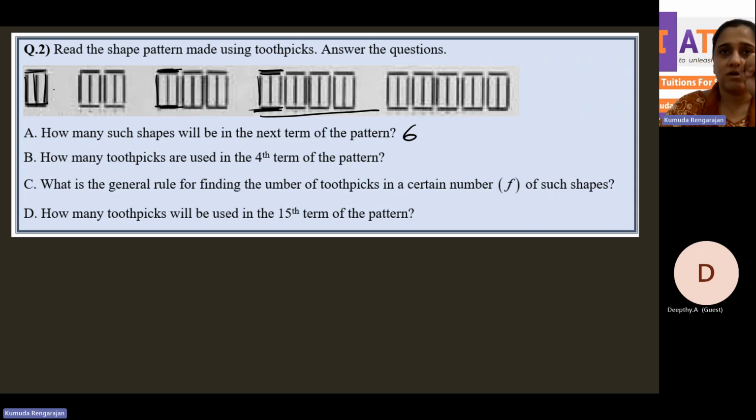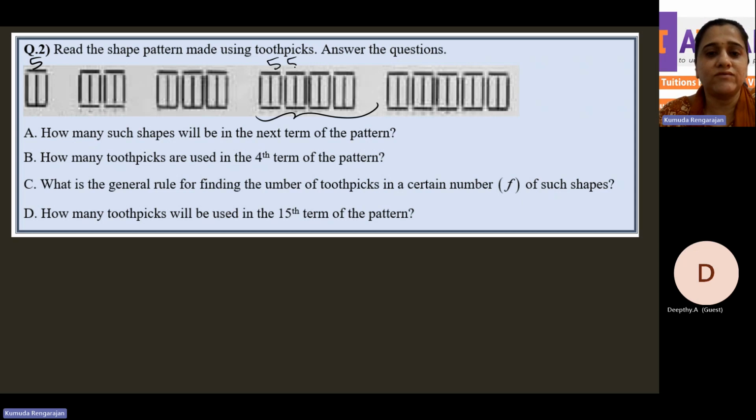So for one shape, 5 sticks. In the 4th term, there are 4 shapes. So 5 into 4, 20. 20 toothpicks are needed, because here it is 5 for 1, and there are 4 shapes, so 5, 5, 5, 5 makes 20.